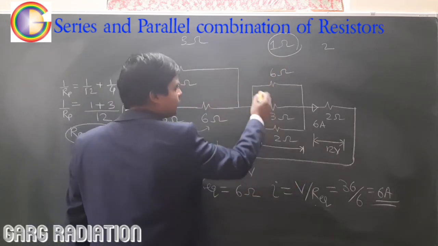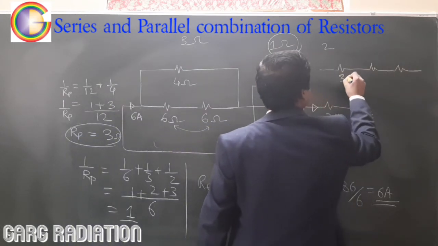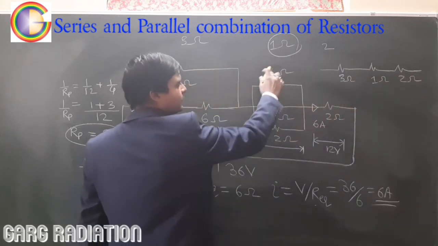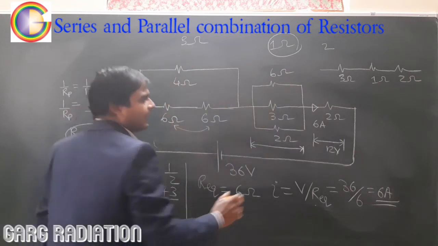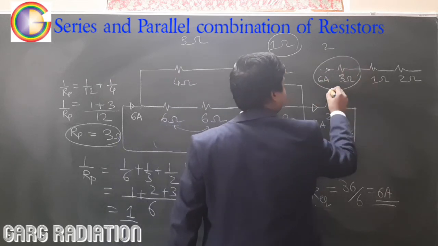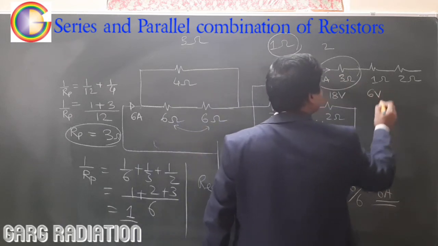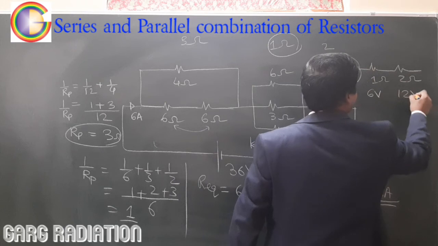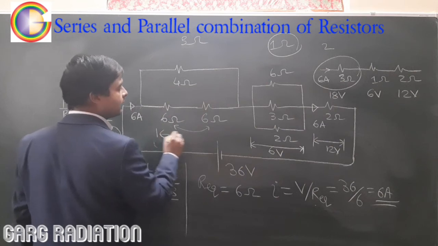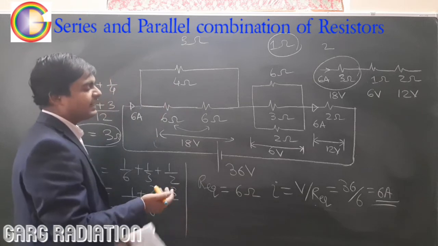If we draw a diagram like this, 3 ohm, 1 ohm and 2 ohm. 2 ohm is alone, 1 ohm is for this and 3 ohm is for this. Then this is 6 ampere current. The voltage here will be 18 volt, current into resistance. Similarly, current into resistance, here voltage will be 6 volt, and here voltage will be 12 volt. So here voltage comes out to be 6 volt and here voltage comes out to be 18 volt. Based on this, can we find the value of current in each resistance?